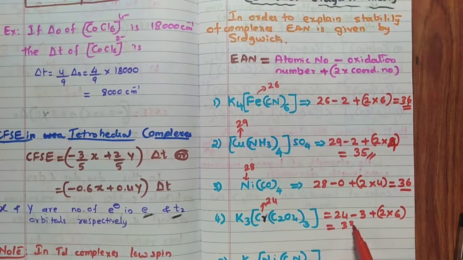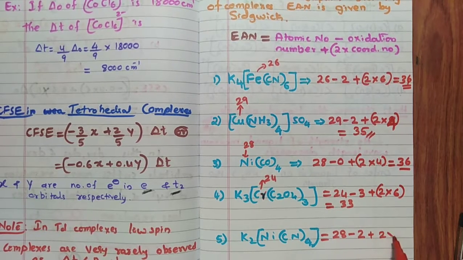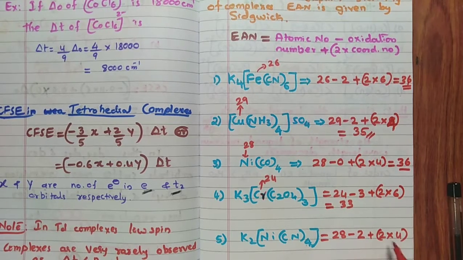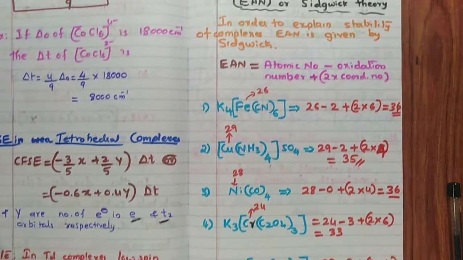So 33. For this you calculate K2[Ni(CN)4]. Nickel, 28, once again the atomic number, minus the oxidation state, which is plus 2. 2 plus 2 into the coordination number, which is 4. So 2 into 4 is 8, and 28 minus 2 is 26. 26 plus 8 is 34. Correct. So 34 is the answer. Like this we can calculate the effective atomic number.